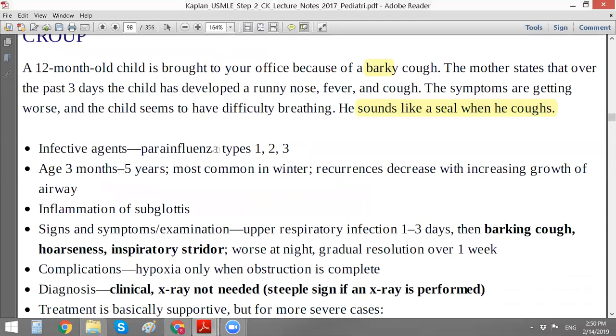Infective agent is parainfluenza. Age 3 months to 5 years, most common in winter. Recurrences decrease with increasing growth of the airway. This is inflammation of the subglottis, so we call it croup. Upper respiratory tract infection for 1 to 3 days, then barking cough, hoarseness, inspiratory stridor, worse at night, gradual resolution over 1 week. Complication of hypoxia only when obstruction is complete.